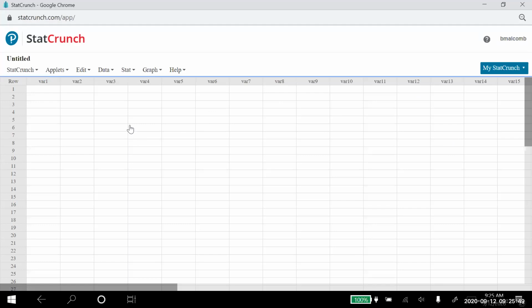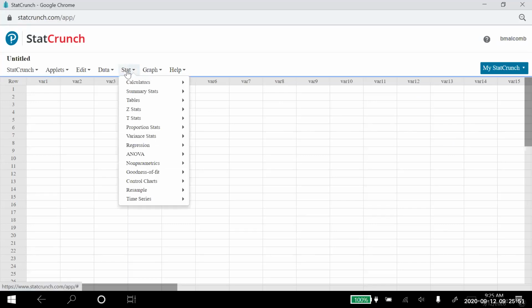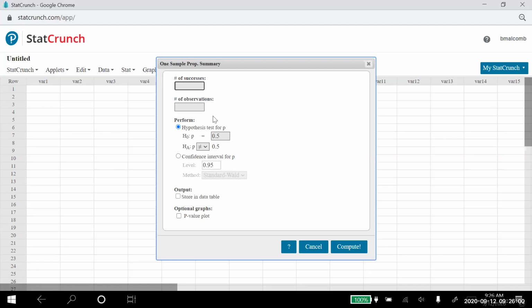Okay, so let's go in. What we're going to do is go to Stat, Proportion Stats. We have one sample. We have the summary because we don't have the data. So we go in, we're doing a confidence interval. So click down here on confidence interval. Notice it already said 95%. We're just going to leave this as standard Wald. We want the confidence interval.